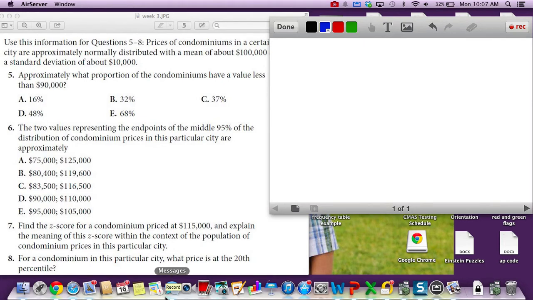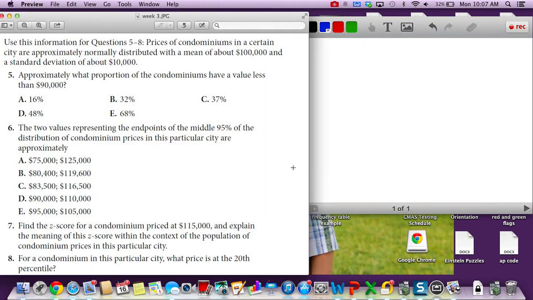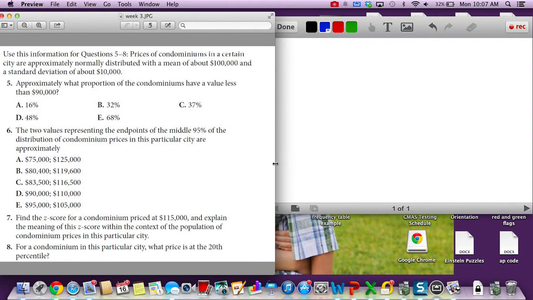Okay, so today we're going to look at some problems around normal distribution. I'm going to make this a little smaller so you can see both the problems and my work. Okay, so use this information for questions 5 through 8.